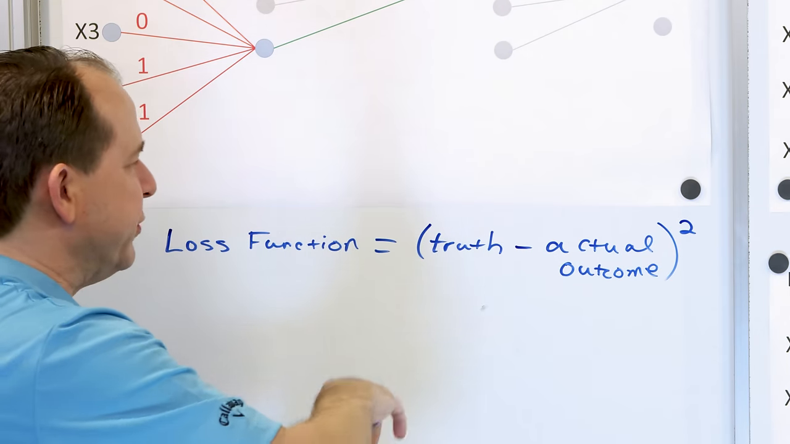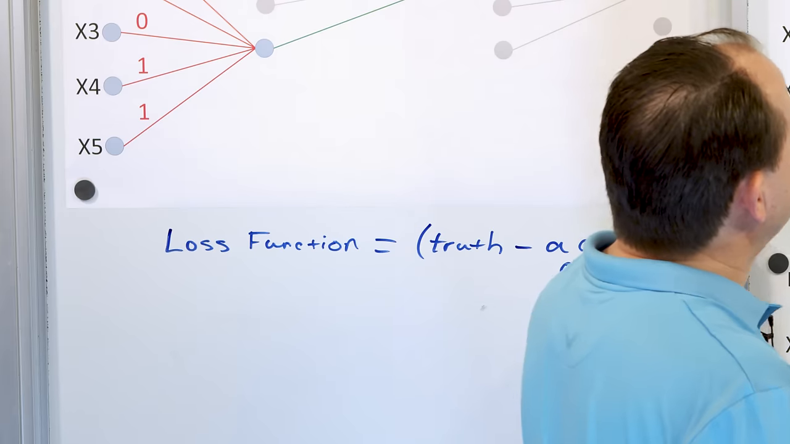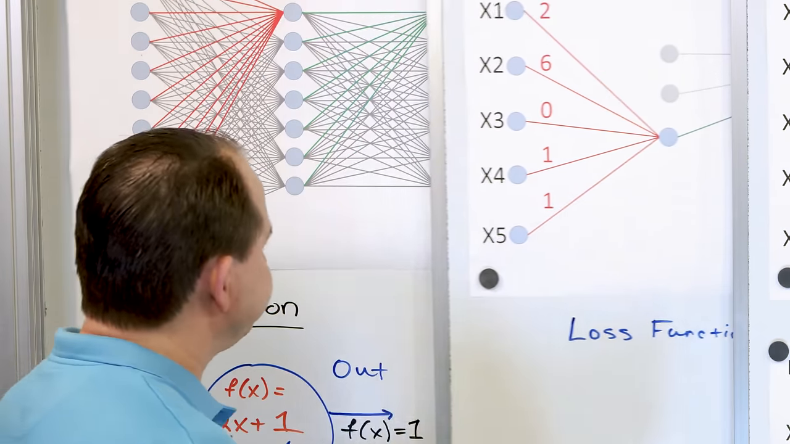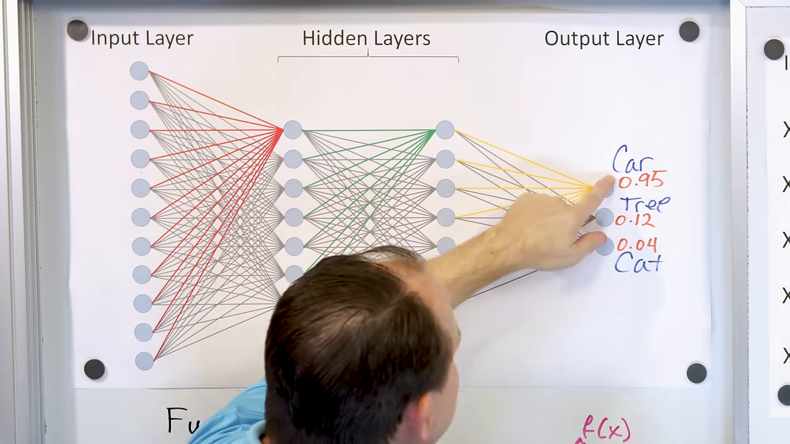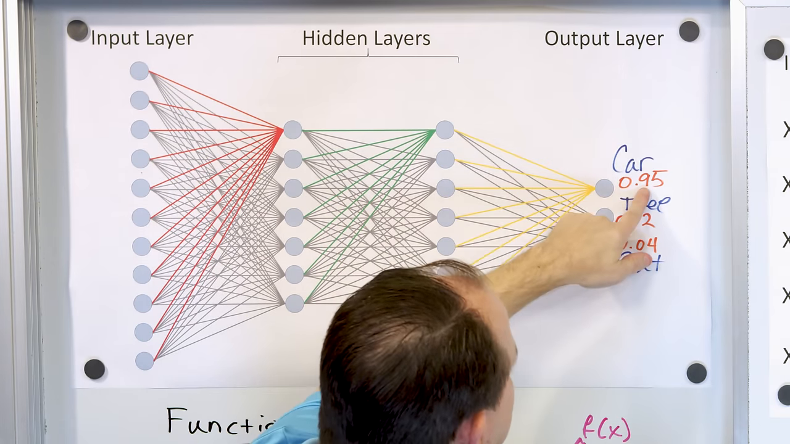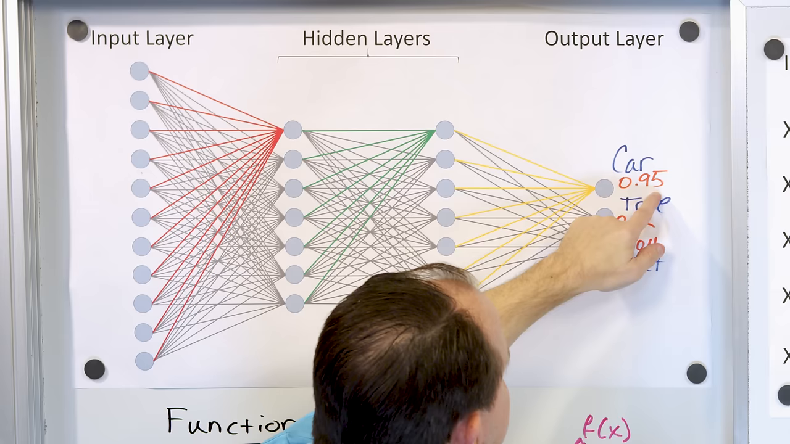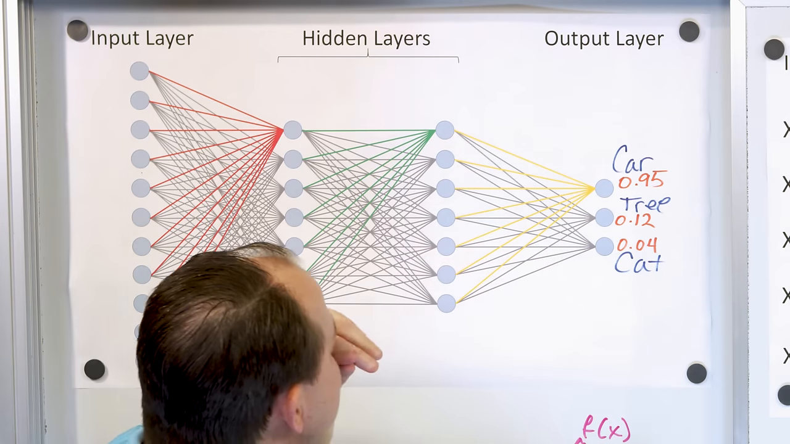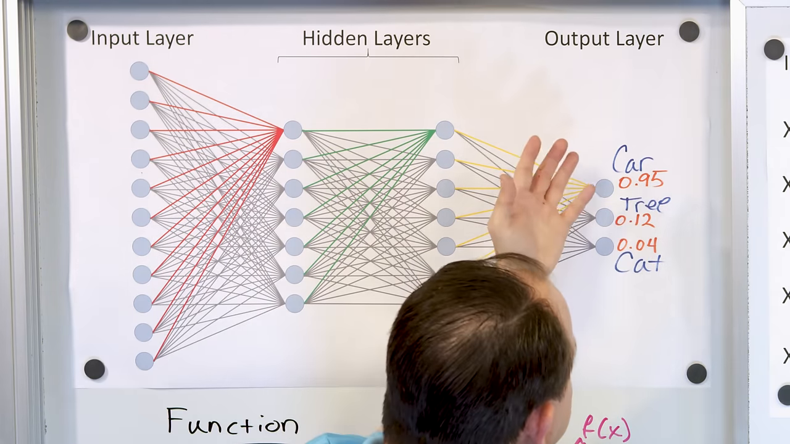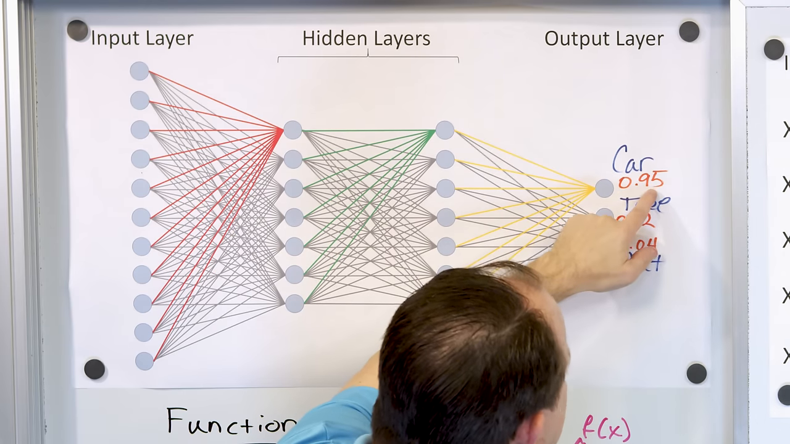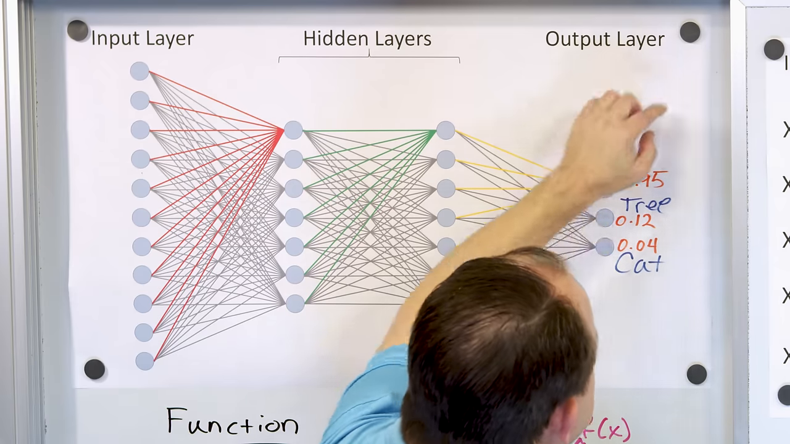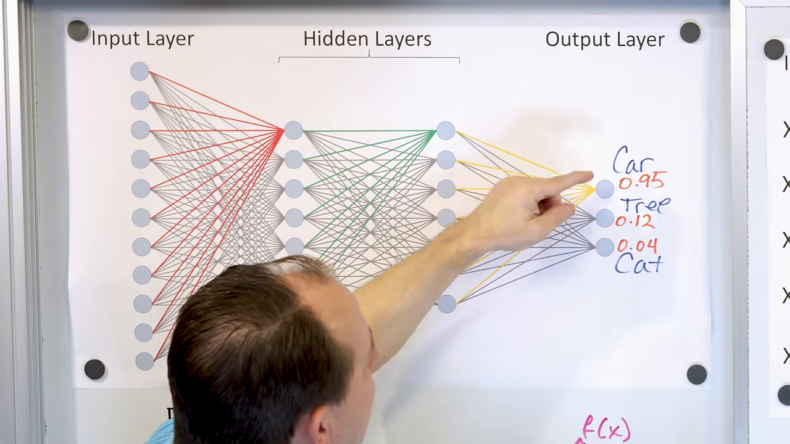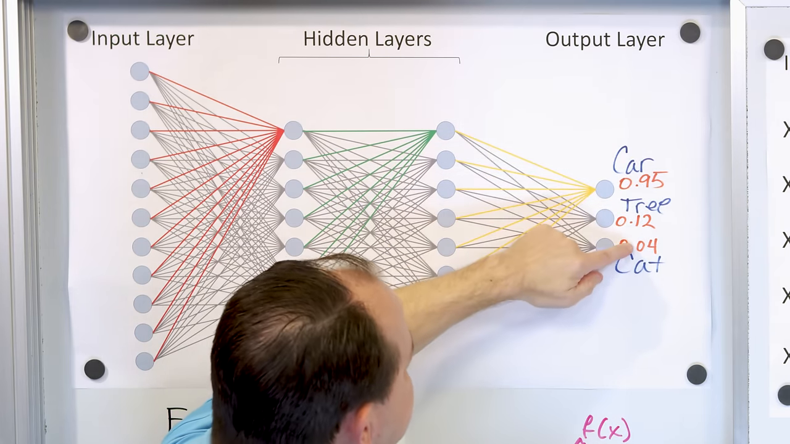Now, what do I mean by truth and actual? If you look at this one over here, I think it's actually over here. We were feeding pictures into here, and we were getting outputs. And in this case, the car was really only 0.95. The highest value it could be is 1, let's say. So it's really not perfect. There is an error associated with it. Why wasn't it 0.99? Or why isn't it 1.0, right? But then also these were giving values. So what you want is you want this to be high and you want these to be small.